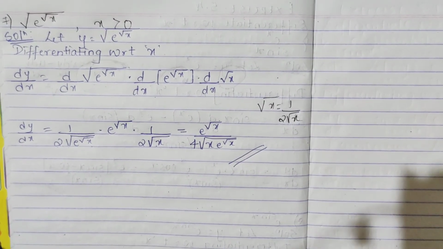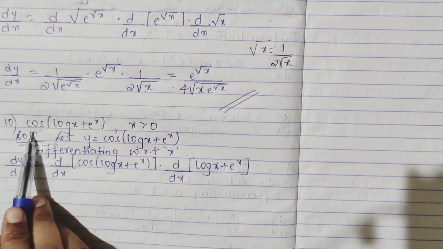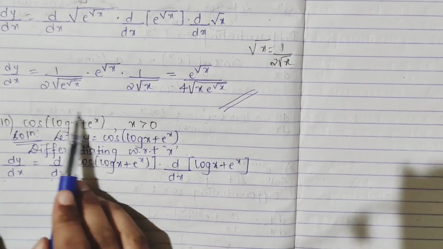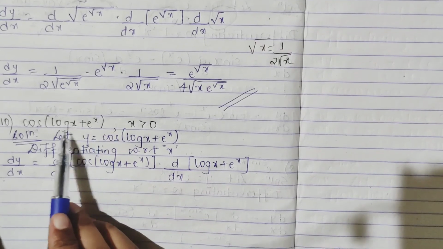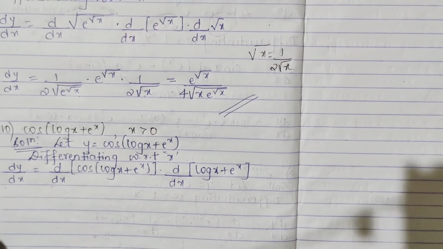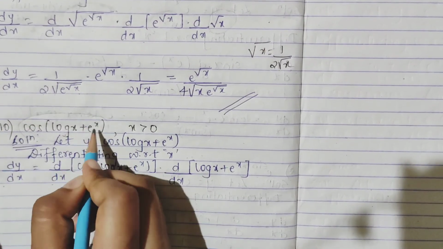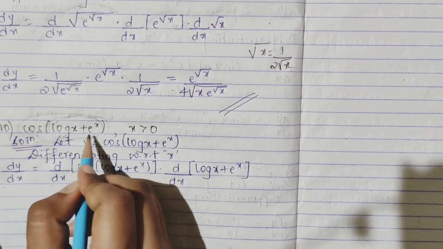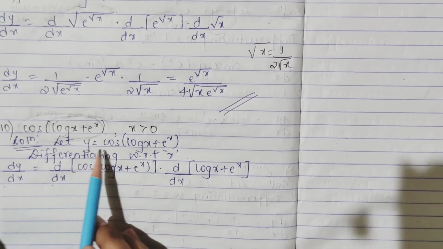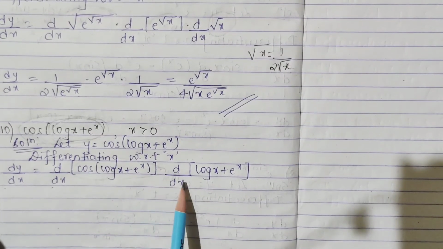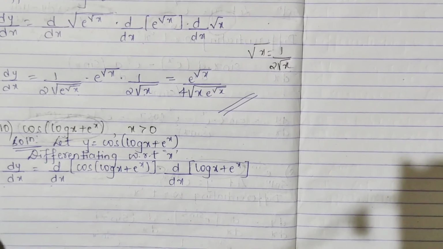Okay. Your next problem: cos of log x plus e to the power x. So here also you can see it is first cos, then log x plus e to the power x. See here it is plus, meaning this can be differentiated separately. First will be the whole cos, then log x plus e to the power x. Let y be this; writing it, differentiating: dy by dx equals differentiating cos, then differentiating the interior log x plus e to the power x.